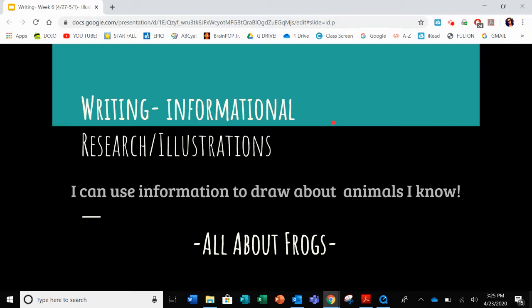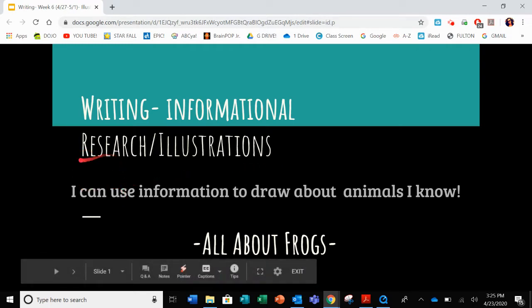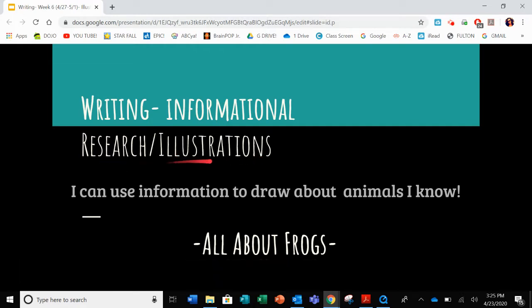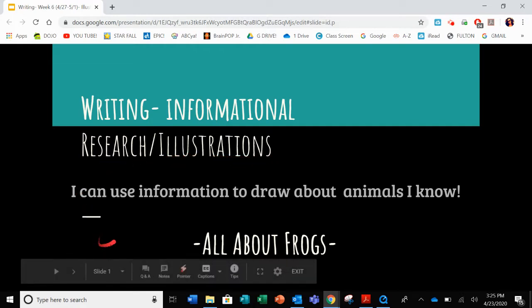So there's a lot of things that you can learn or research before you start to write and draw your pictures. In this lesson today, we're going to be talking about doing a little bit of research about a topic, and then we're going to work on our illustrations, okay? So let's start with our learning target first.